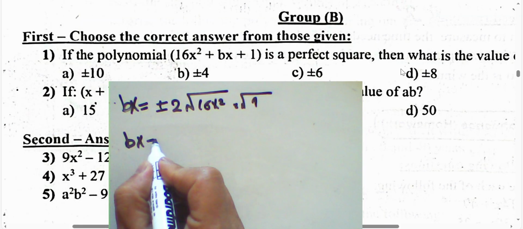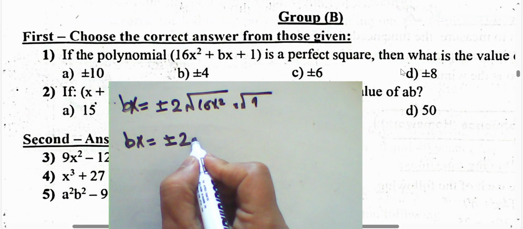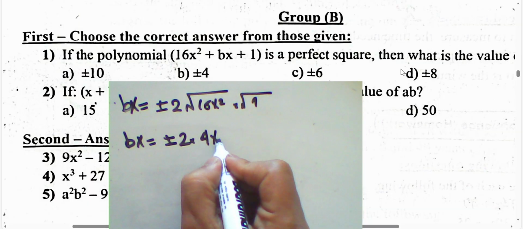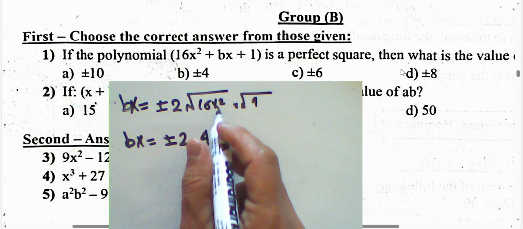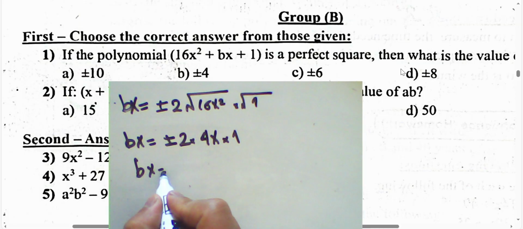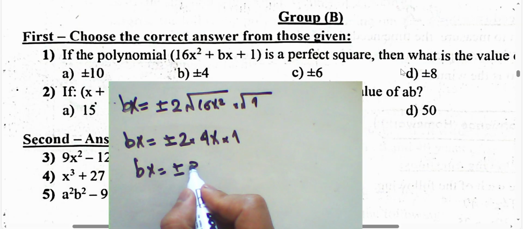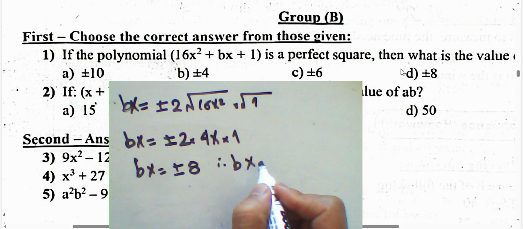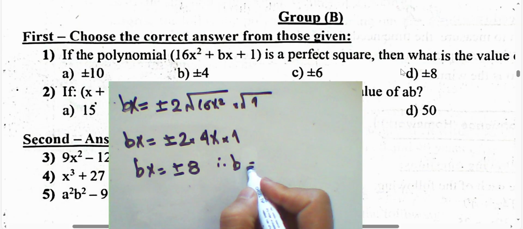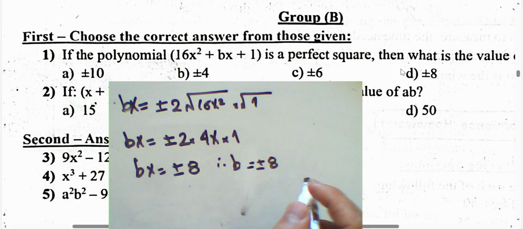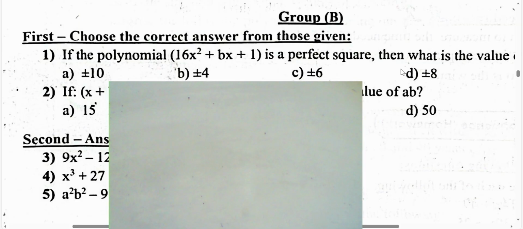Then bx equals positive or negative 2 times the square root of 16, which is 4, and x². Then bx equals positive or negative 2 times 4, which is 8. So the coefficient of x equals positive or negative 8. Next question.